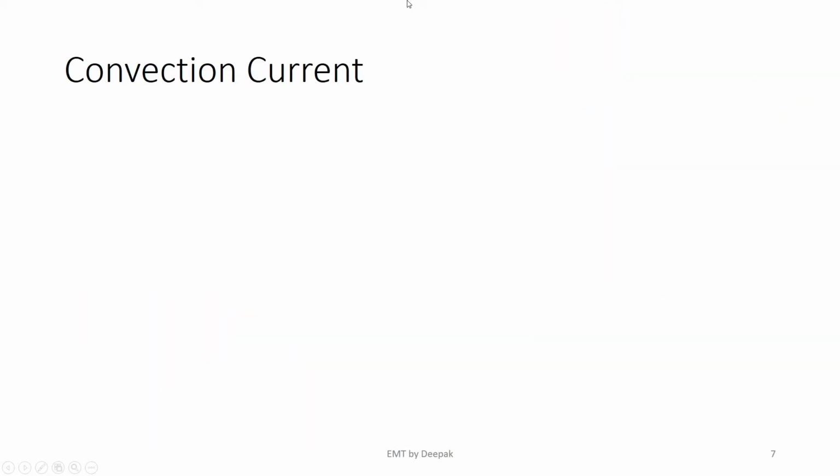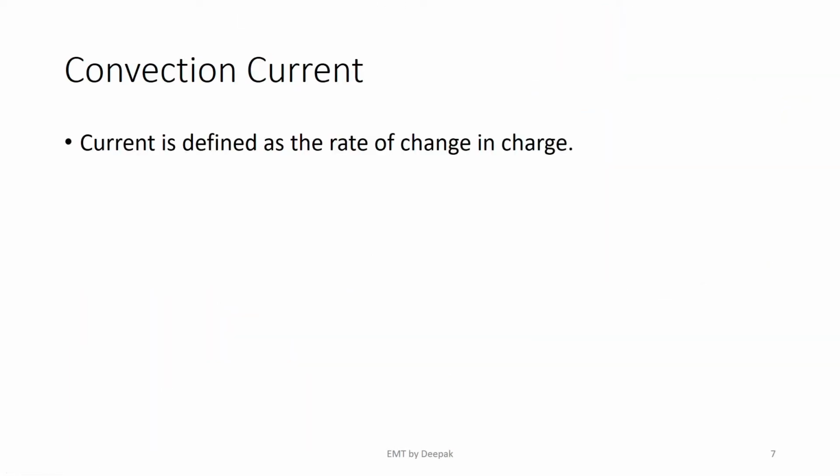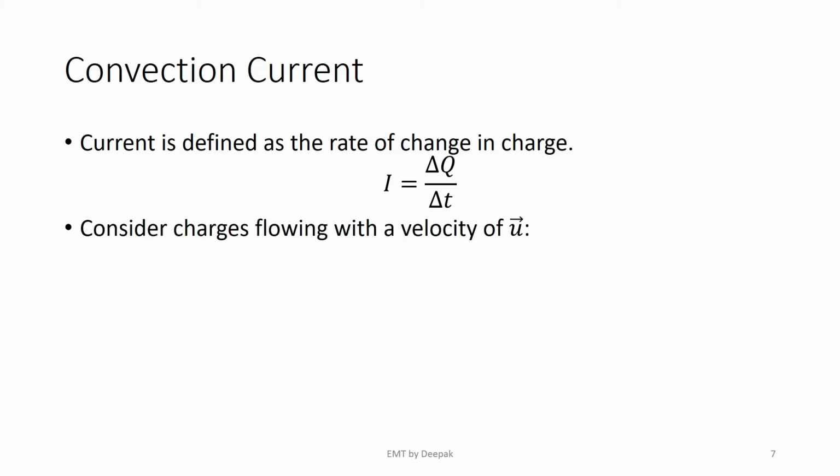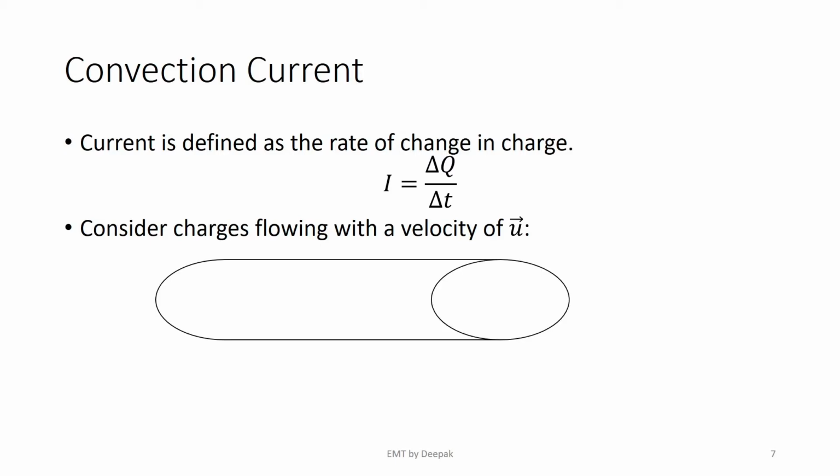Now let us discuss convection current. Current is defined as the rate of change in charge. I is del Q by del t. Consider charges flowing with a velocity of u bar inside a body. This is the body, and assume that the charges are moving inside with a velocity of u bar. The cross-sectional area is assumed constant over the entire length of the body.